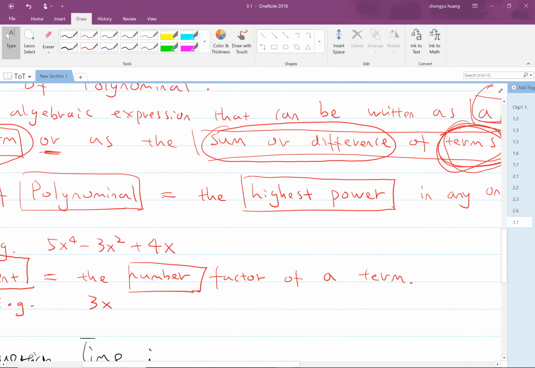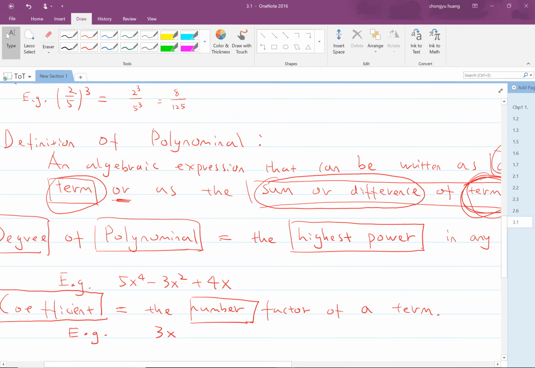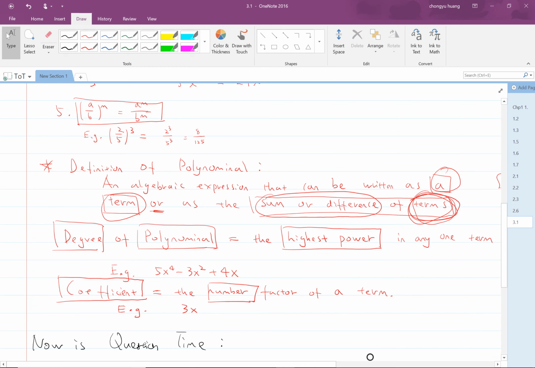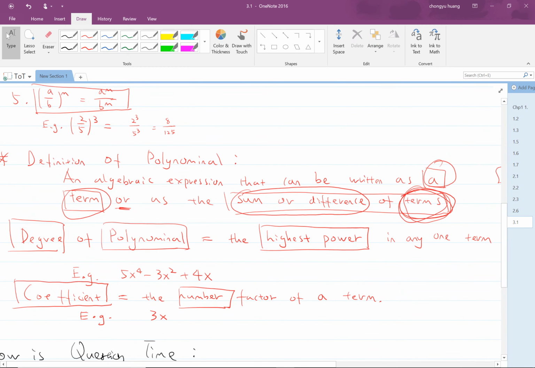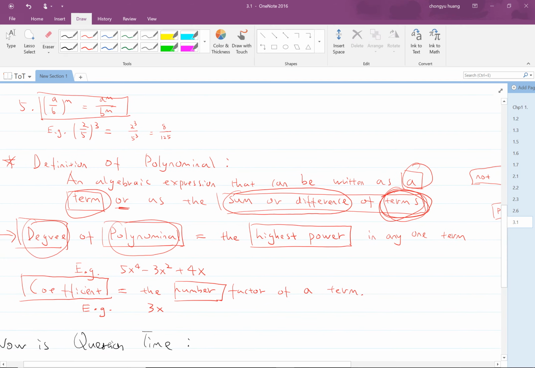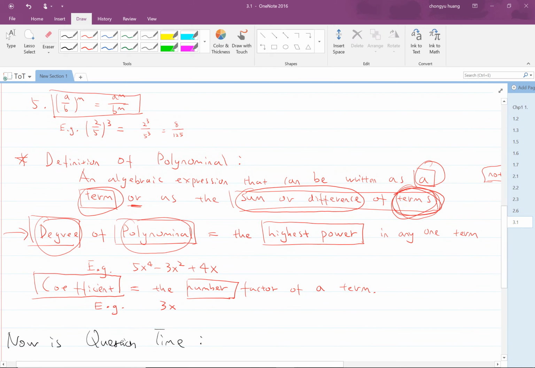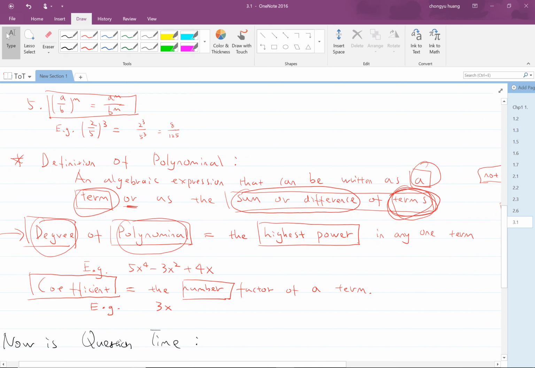Okay, so let's move on. I think there are last two really important points I want to talk about. Over here, what we've got is the degree of the polynomial. The degree of a polynomial is equal to the highest power in any one term. The highest power is the keyword: highest power in any one term.